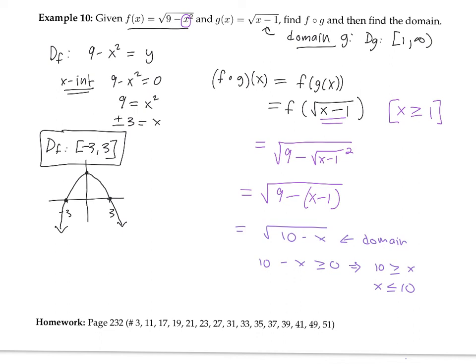So if all you were given was this 10 minus x and said find the domain, then you'd say, okay, x is less than or equal to 10, minus infinity to 10, okay? But because it came from a composition, you also have to restrict it with this stuff. Okay, so you have to also incorporate, okay, well, x has to be bigger than or equal to 1 and less than or equal to 10. So this domain, technically for this composition, is 1 to 10.